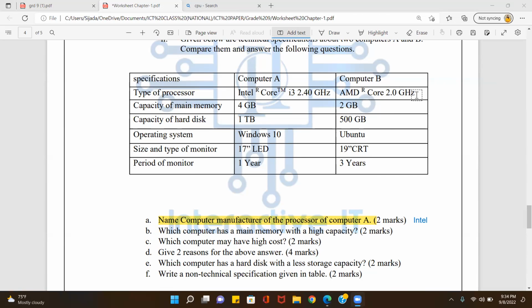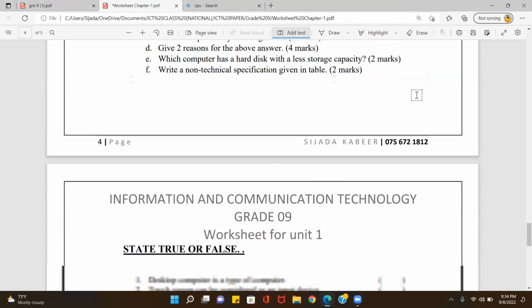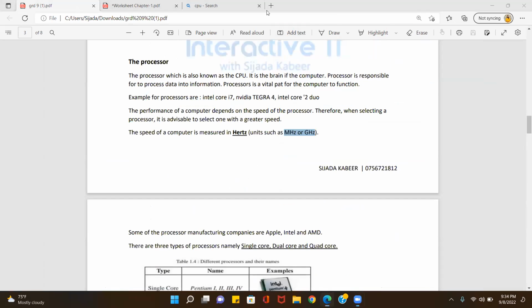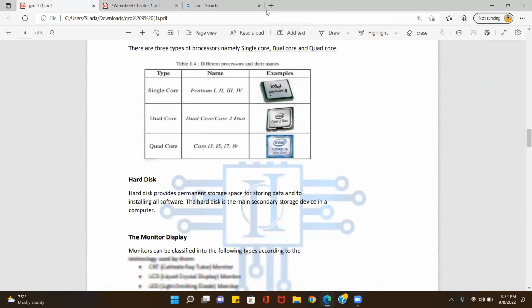Understood? These are the typical types of questions you can get when you are doing questions from this lesson. Okay, so let's move on to the next part. Now we are going into the next thing.